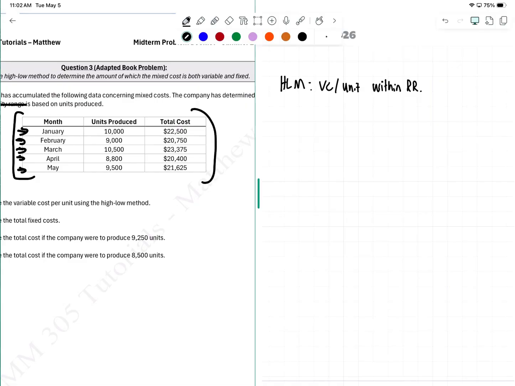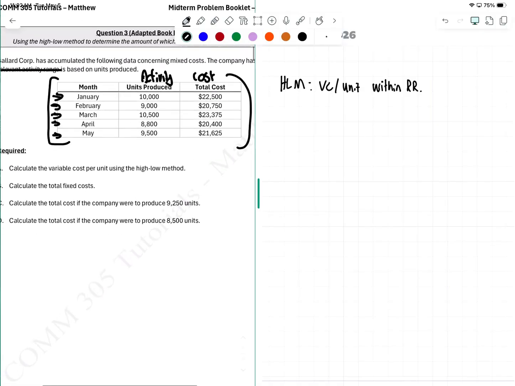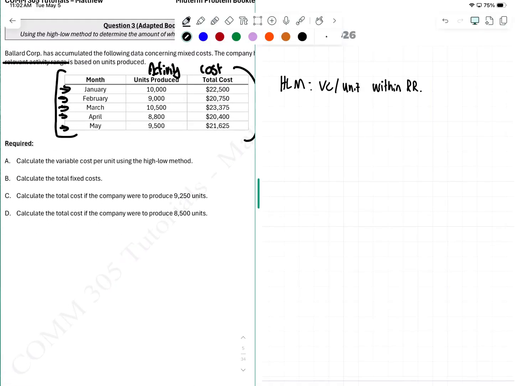Whenever you see activity and then a cost next to it, you basically know it's a high-low method question. And if you really don't believe me that it's a high-low method question, look at required A. It literally says solve this using the high-low method. So when in doubt, just read the question and it'll pretty much tell you what they want to know, and then you'll know what chapter you're in, okay?